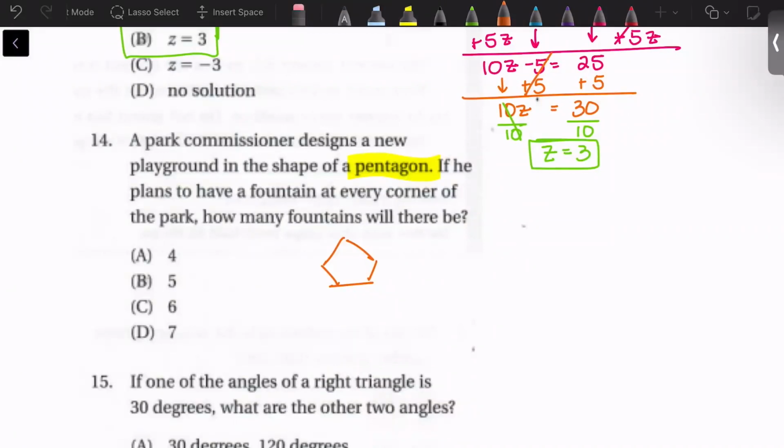5. So you're going to need 5 fountains. That's it. It was a super long problem just to make sure that you knew that a pentagon had 5 sides and 5 corners. That's it.